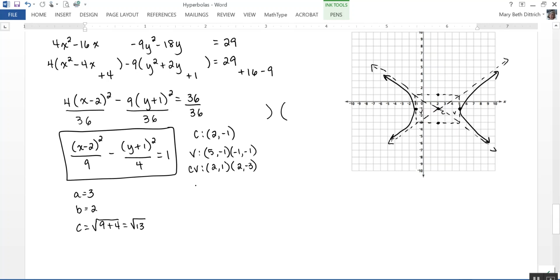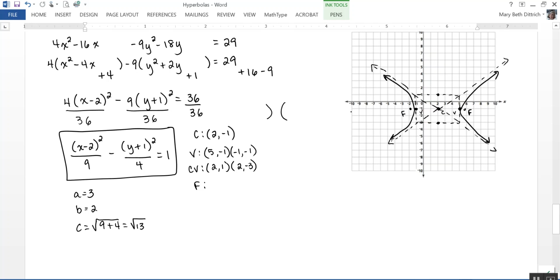I need to find the coordinates of my foci. And my foci are going to be points inside the bowl, so they're actually going to be further out here, one of them out here and one of them out here. So from the center here, it's going to be square root of 13 units this way. So I said that's somewhere between 3 and 4. So I'm going to have a focus somewhere right about there and a focus somewhere right about there.